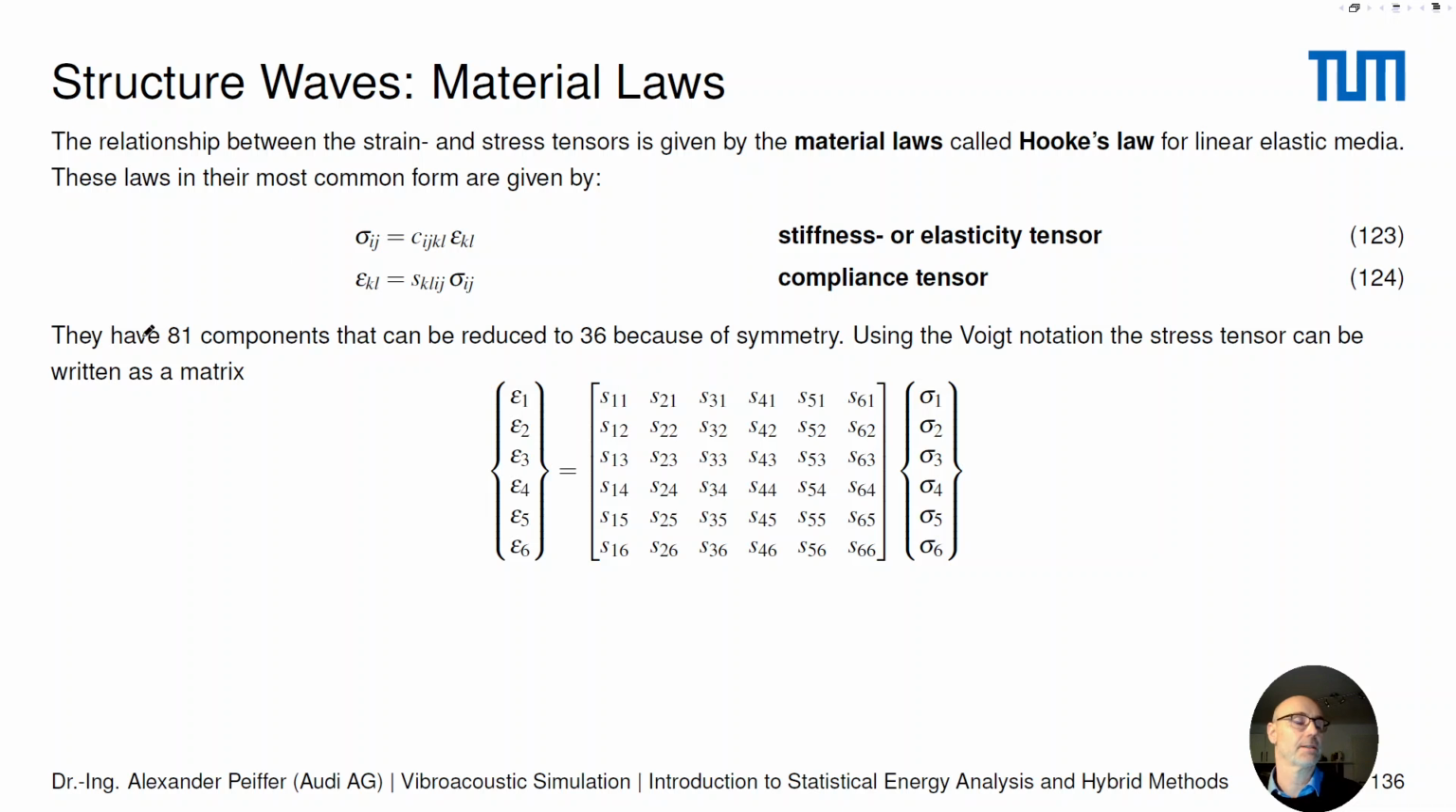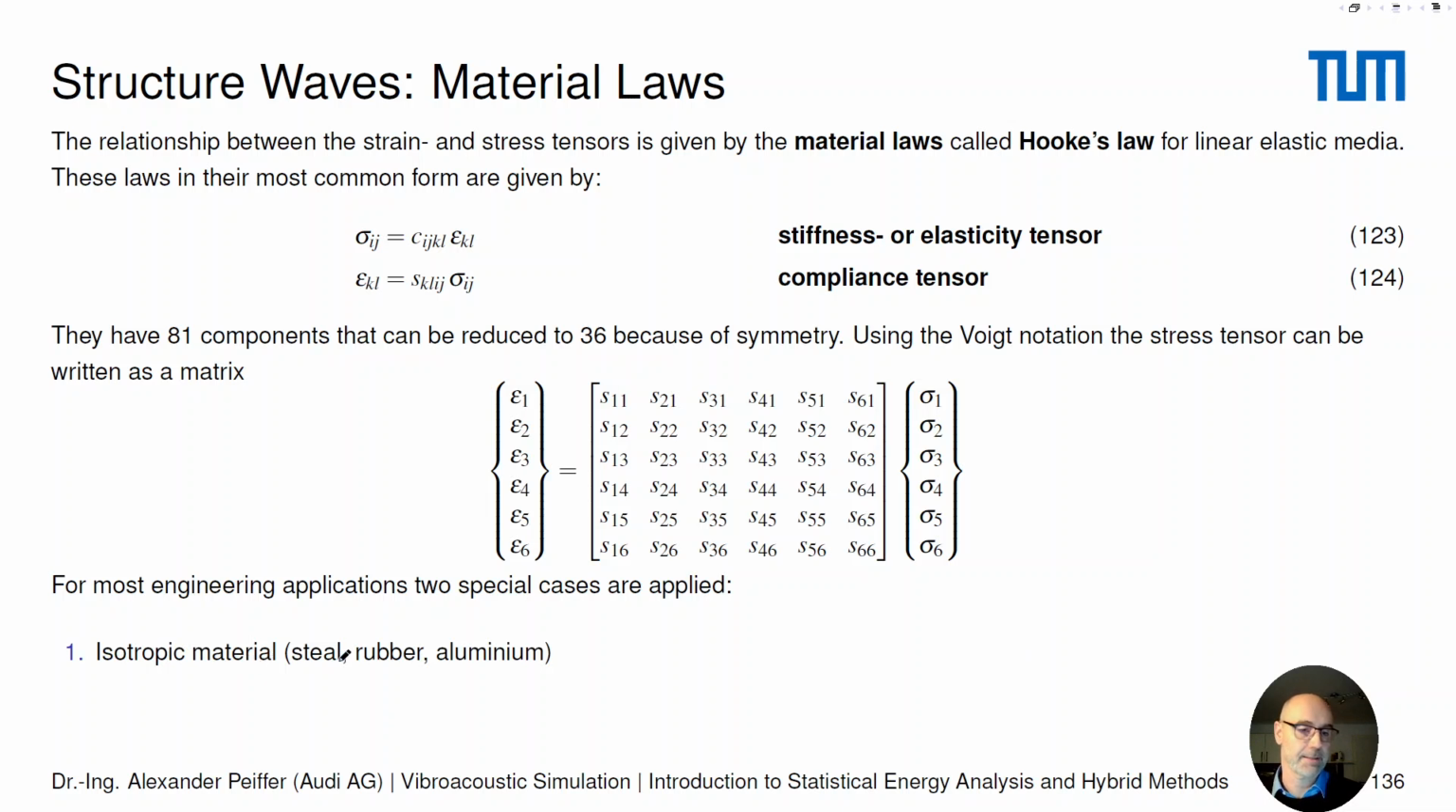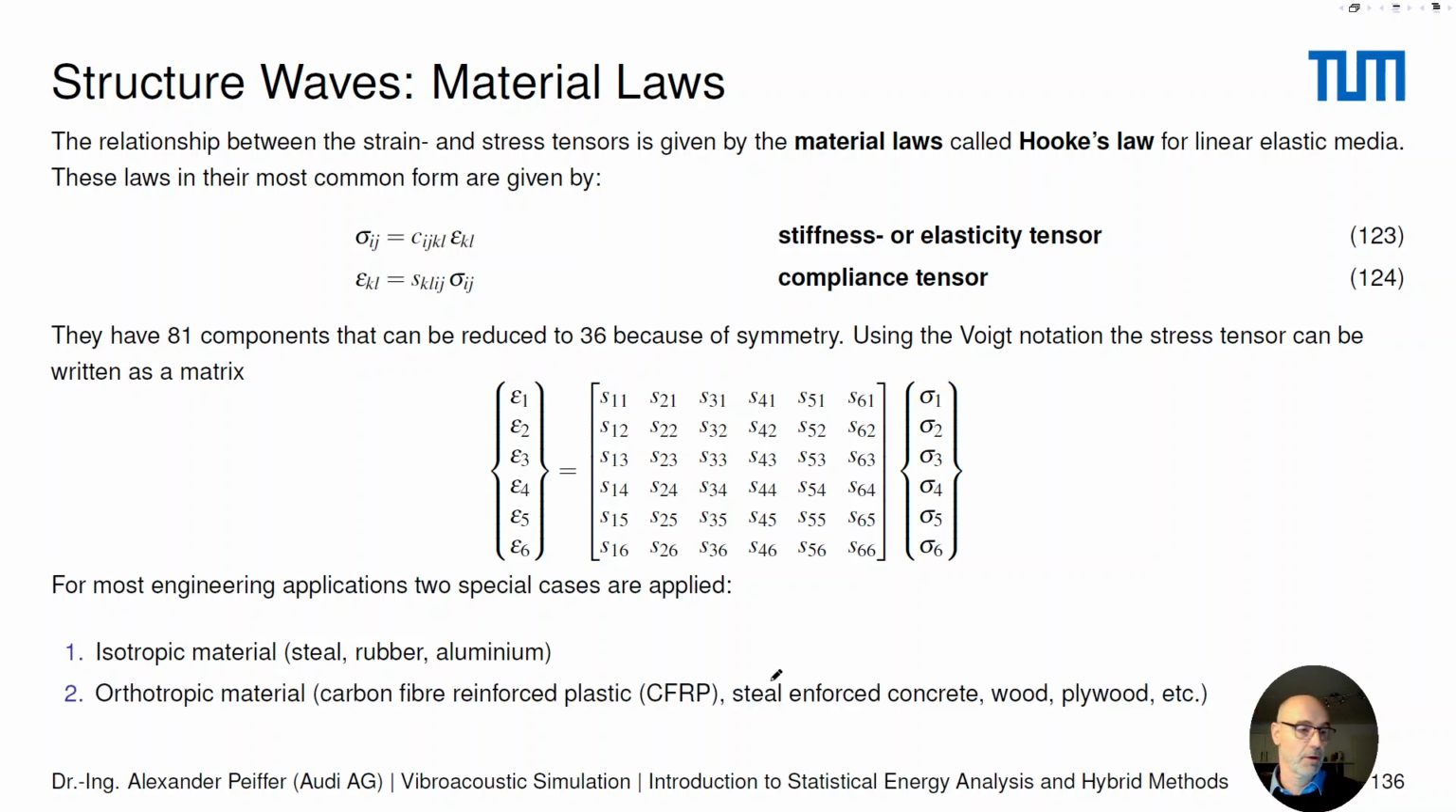Also, those tensors, which have 81 components, can be reduced to 36, because the symmetry also holds for this tensor here. And with the Voigt notation, we end up with a matrix that has 36 components, which is still a lot. But don't panic. In most cases, things are not that complicated. We just consider two practical cases. In 99% of cases, we have isotropic material, like steel, rubber, aluminum, which simplifies the expression on top extremely.